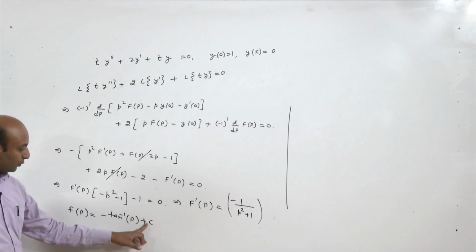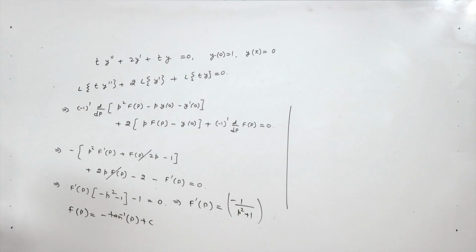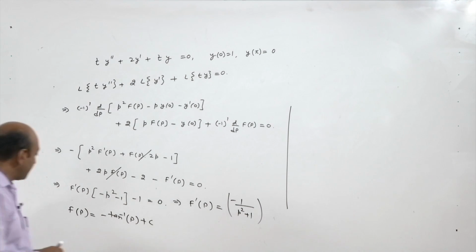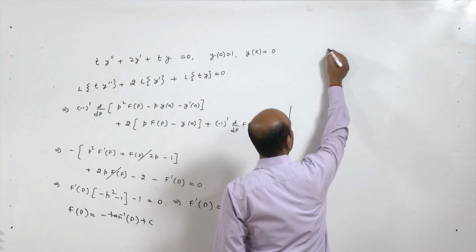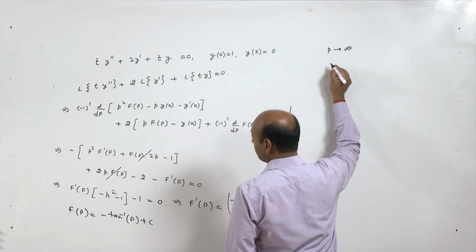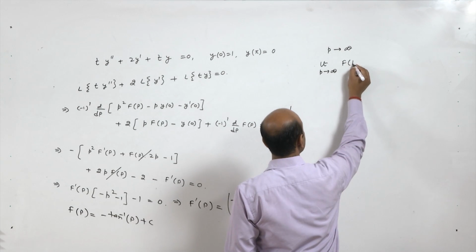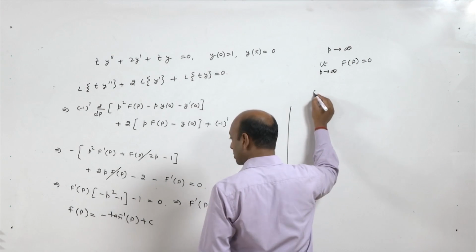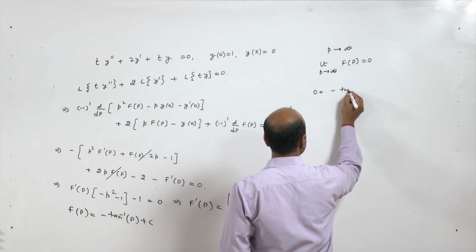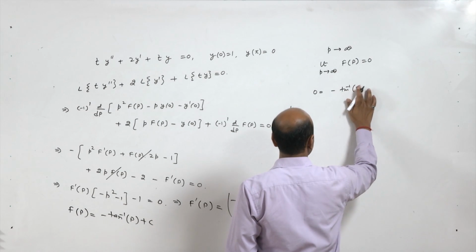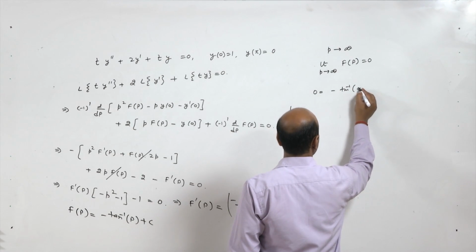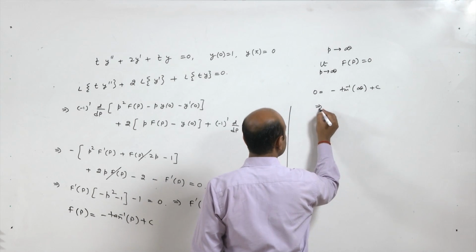Now, to calculate this c, we will use the corollary of the existence theorem for Laplace transforms. We know that as p tends to infinity, F p must tend to 0. So, taking the limit p tends to infinity on both sides, 0 equals minus tan inverse infinity, which is pi by 2, plus c. So, this implies c is pi by 2.